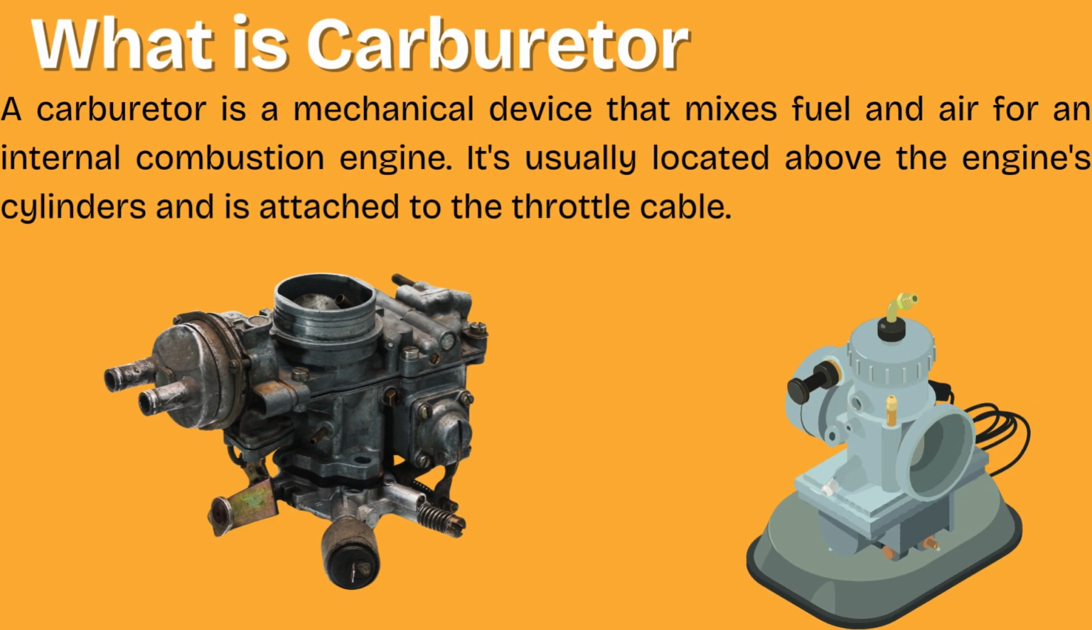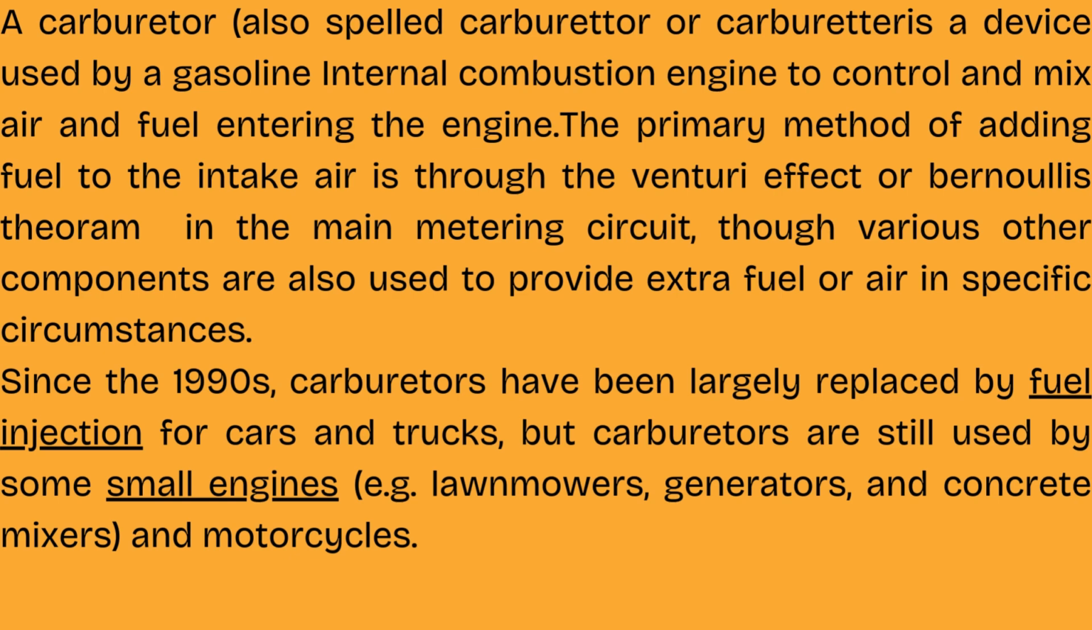What is a carburetor? A carburetor is a mechanical device that mixes fuel and air for an internal combustion engine. It's usually located above the engine's cylinders and is attached to the throttle cable. A carburetor is a device used by a gasoline internal combustion engine to control and mix air and fuel entering the engine. The primary method of adding fuel to the intake air is through the Venturi effect or Bernoulli's theorem in the main metering circuit, though various other components are also used to provide extra fuel or air in specific circumstances.